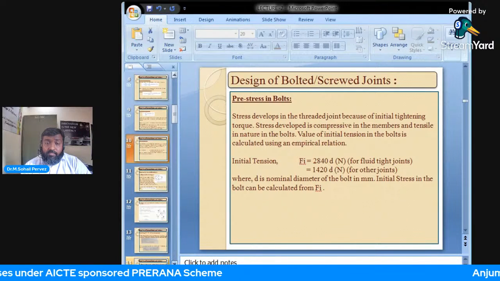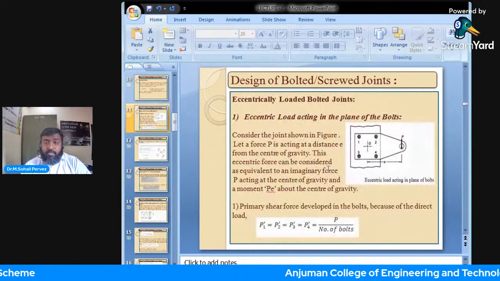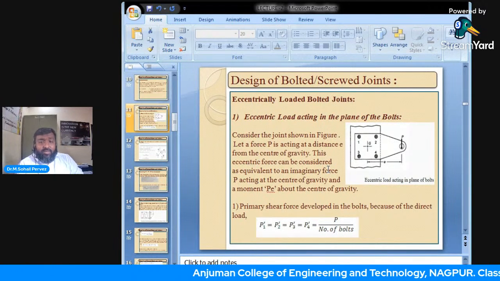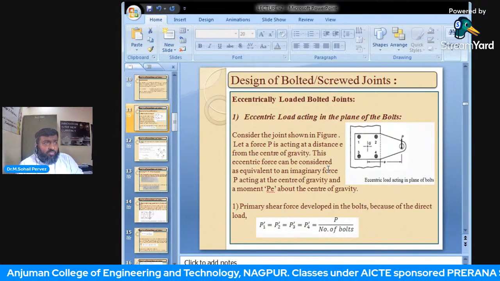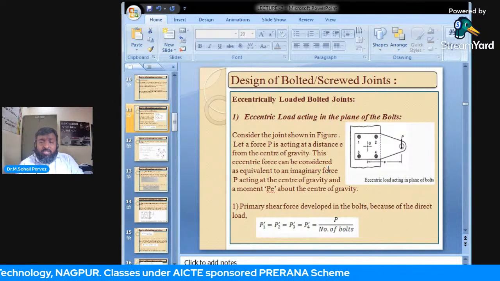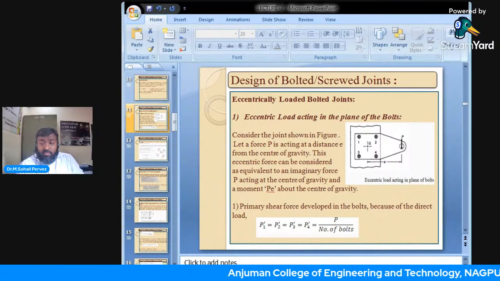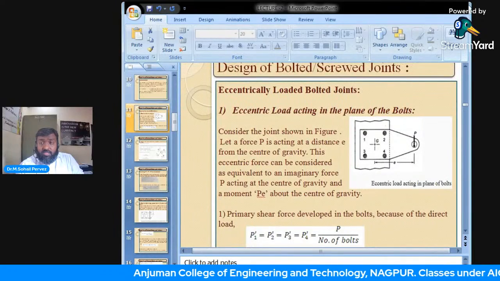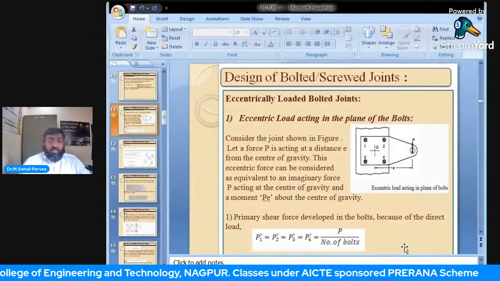The next one, eccentrically loaded bolted joints. These joints are the most practical joints we use in trusses, in large industrial sheds, in machine tools, everywhere. We are using this in machines, in machine designs and in components also. So here we will concentrate on this aspect and we will see to it.